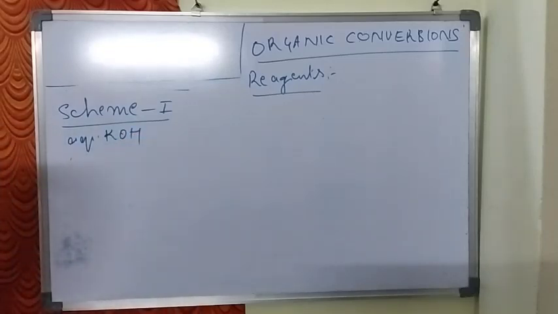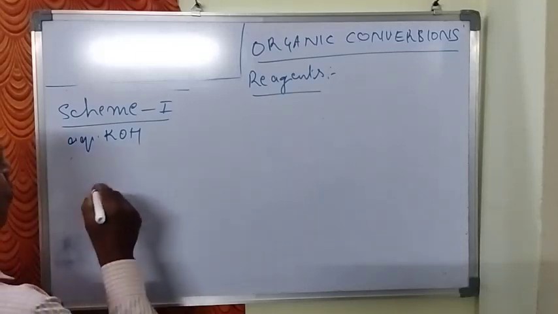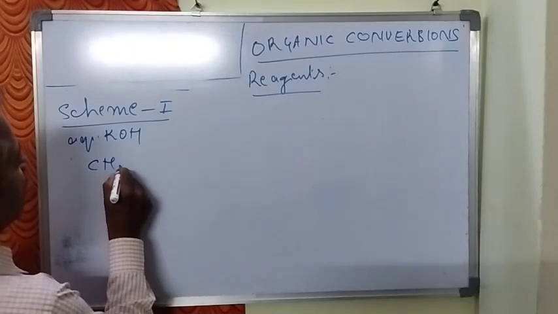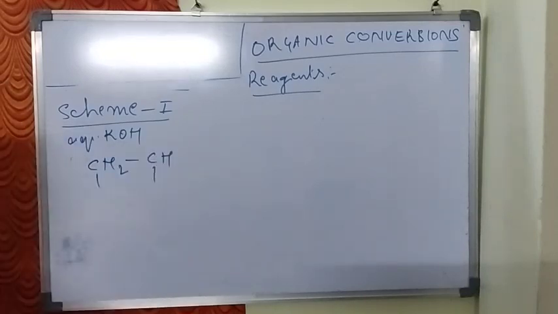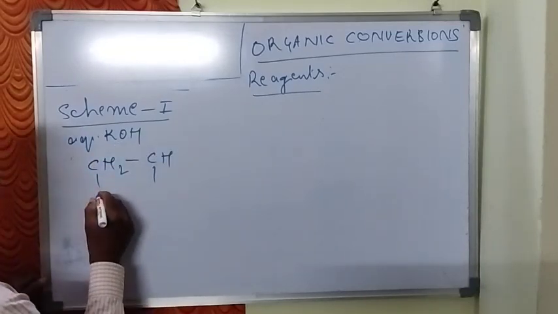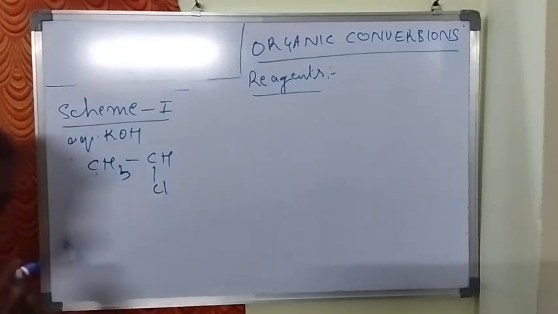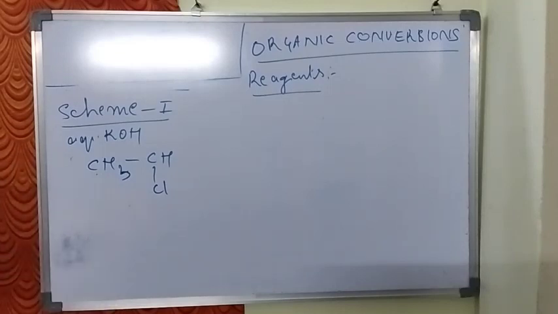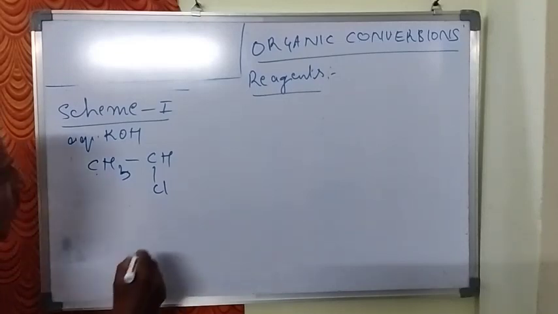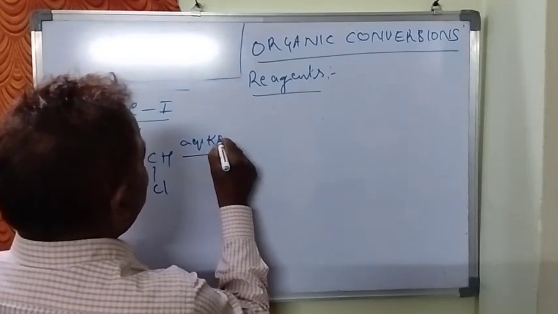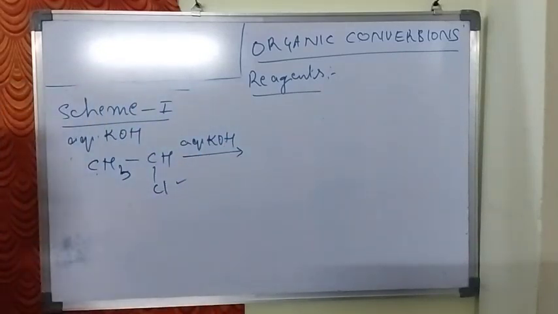Aqueous KOH means potassium hydroxide is dissolved in water, therefore it is aqueous KOH. So what is the role of this aqueous KOH? See here, this is CH3CH2Cl. That is a halogen. Halogen may be chlorine, bromine, etc. So in the presence of aqueous KOH, this chlorine is replaced by OH.